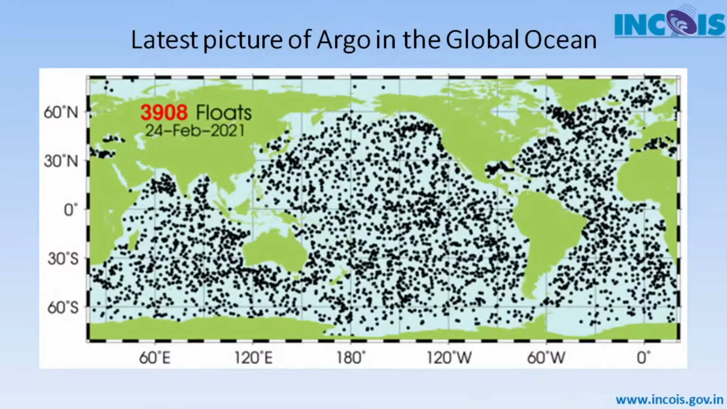This is the latest picture as of yesterday. You can see, as proposed by the program, there's pretty good coverage. There are almost 3,908 floats actively giving data as of yesterday. This array includes not only the core Argo, but also the BGC Argo program, which has sensors other than temperature and salinity, like chlorophyll, dissolved oxygen, backscattering, turbidity, and many other parameters. So this is the best thing about the Argo program.